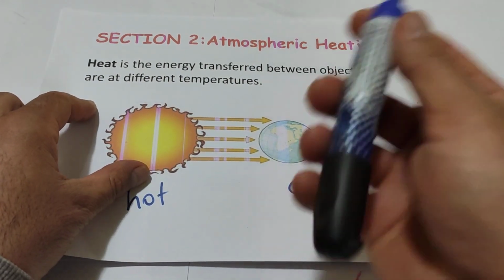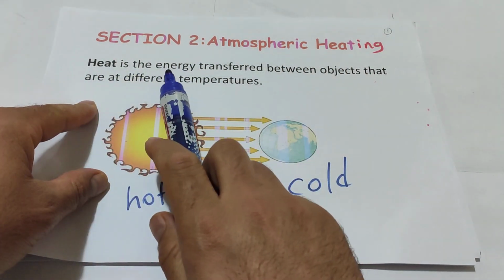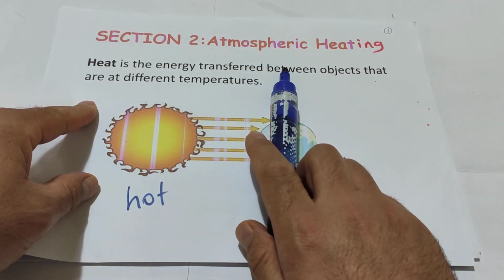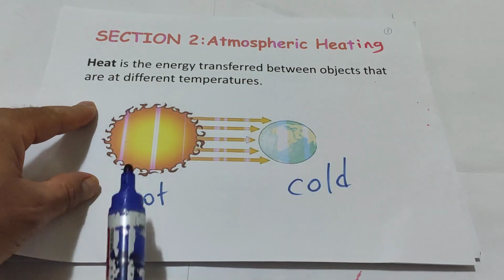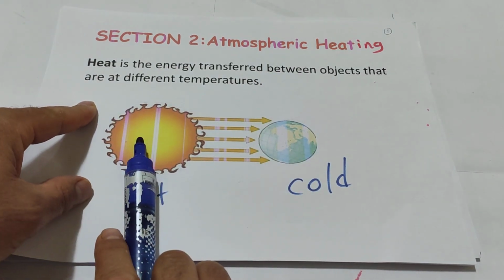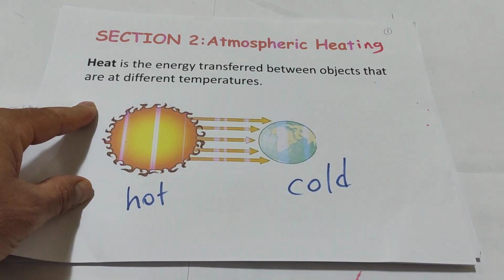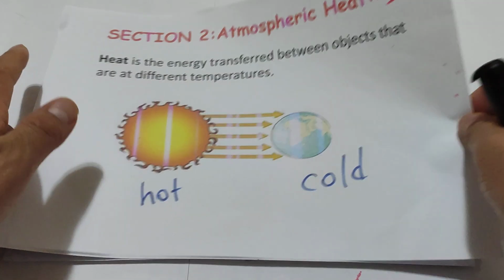Atmospheric heating. Heat energy. Heat is the energy transferred between objects that are at different temperatures. That means heat energy transfers from a hot object to a cold object. So this is the transferring of heat.